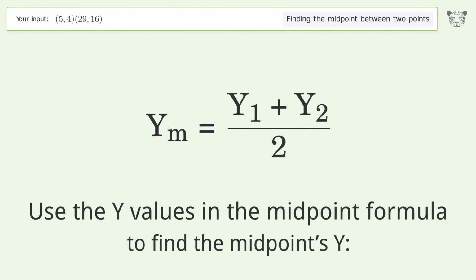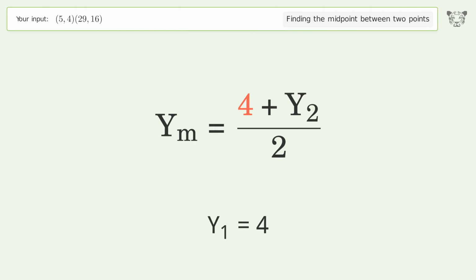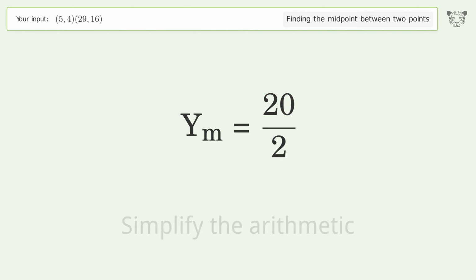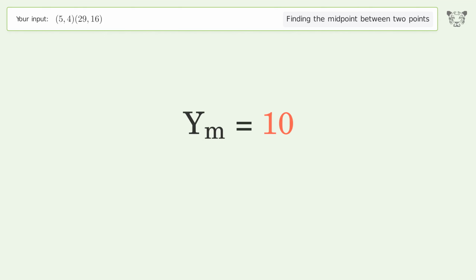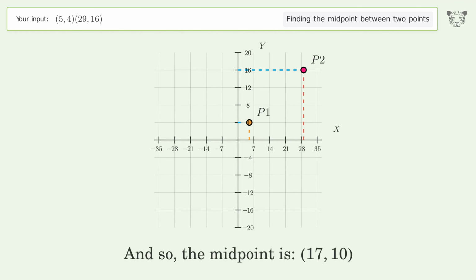Use the y values in the midpoint formula to find the midpoint's y. y1 equals 4. y2 equals 16. Simplify the arithmetic. And so, the midpoint is 17,10.